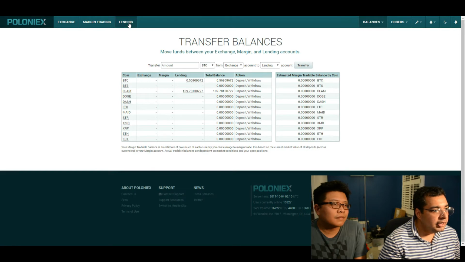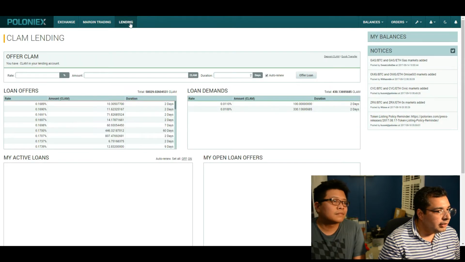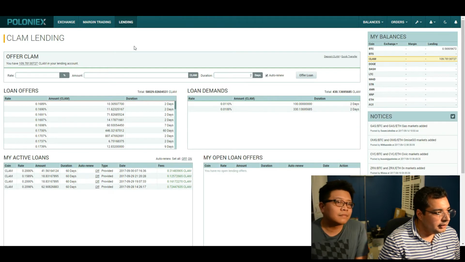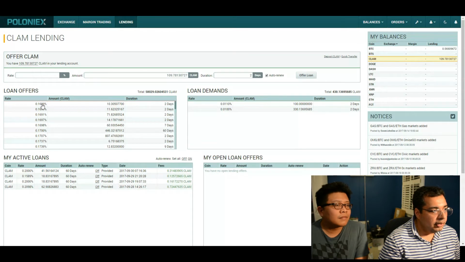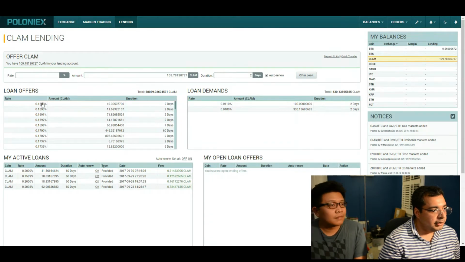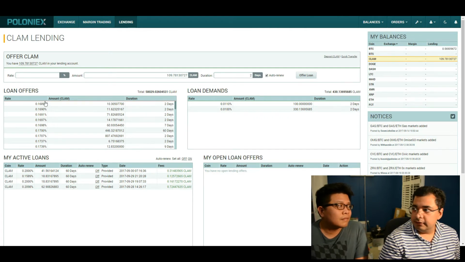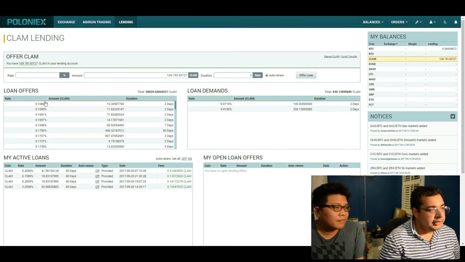I go over to lending tab, and what I can see is in the clams section I have 109 clams available. I'll click on clams. The current market rate is 0.1698% on a daily basis. So the key is this is your daily rate of return.